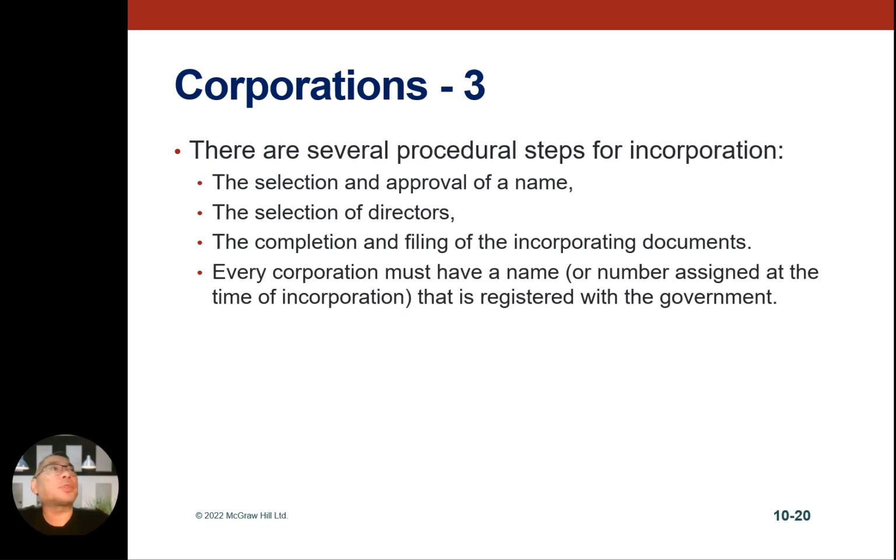Question number 3. There are several procedural steps for incorporation: the approval of a name, selection of the directors, and completion and filing of the incorporation documents. Every corporation must have a name that is registered with the government.